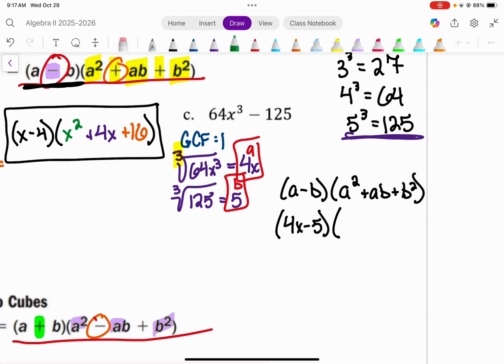When we square it, don't forget you have to square the entire term. So we're squaring 4 and we're squaring x. So that would become a 16x squared. If you don't square the 4 as well, your answer will be wrong. So make sure you have that.